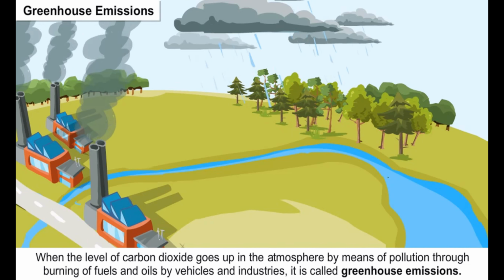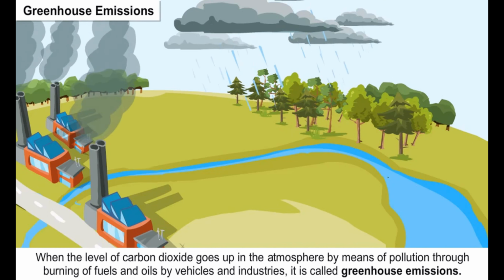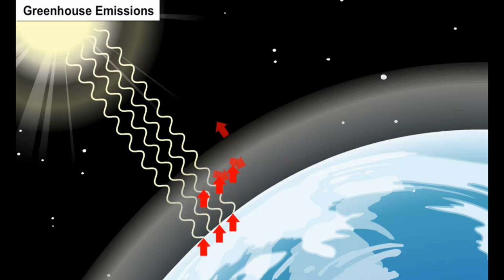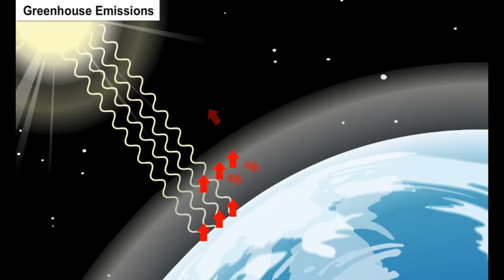Greenhouse emissions. When the level of carbon dioxide goes up in the atmosphere by means of pollution through burning of fuels and oils by vehicles and industries, it is called greenhouse emissions. This can lead to global warming and thus endanger our lives.